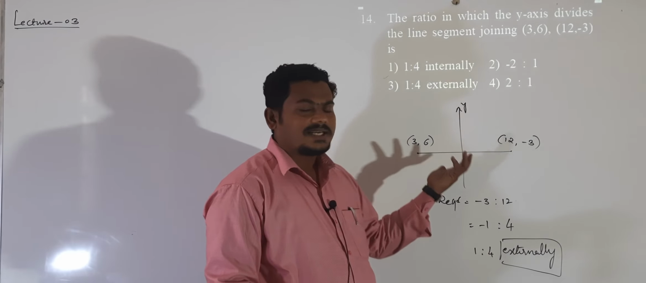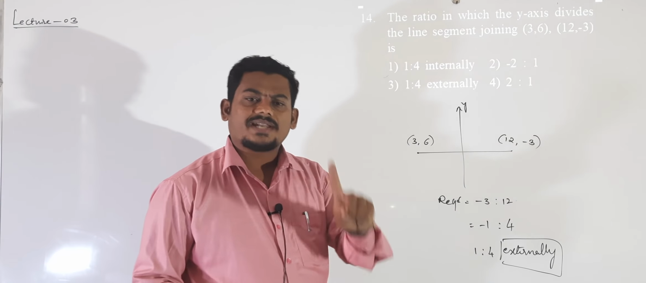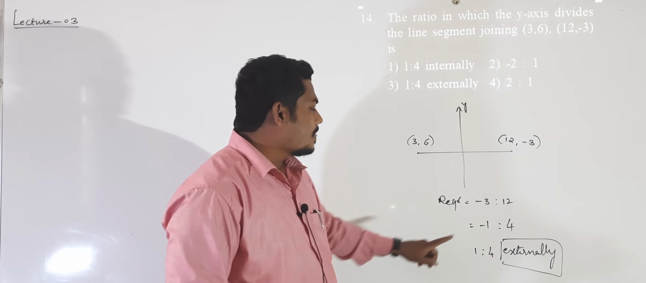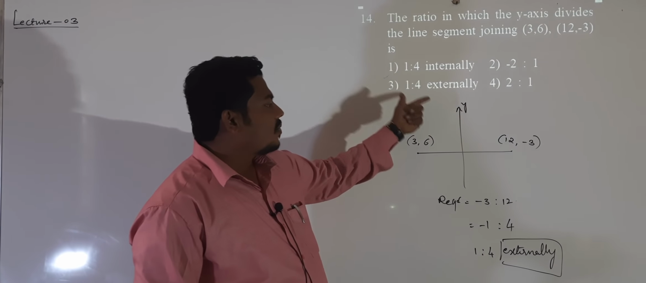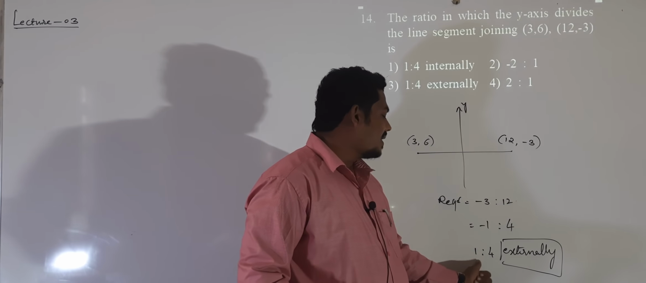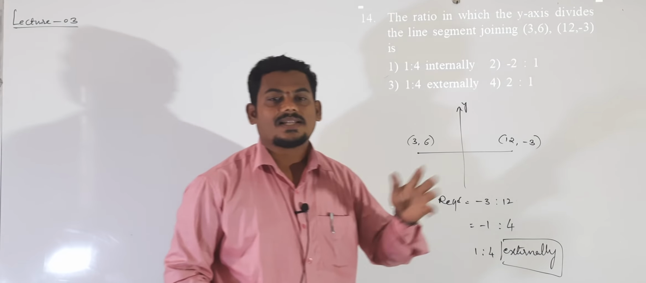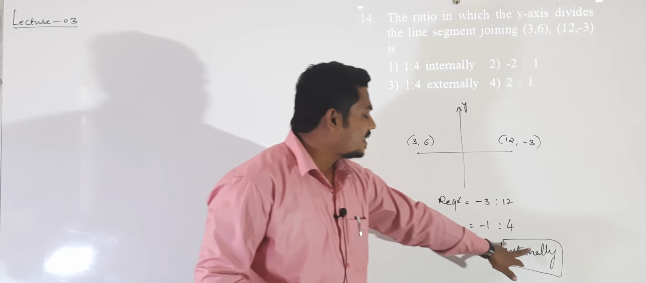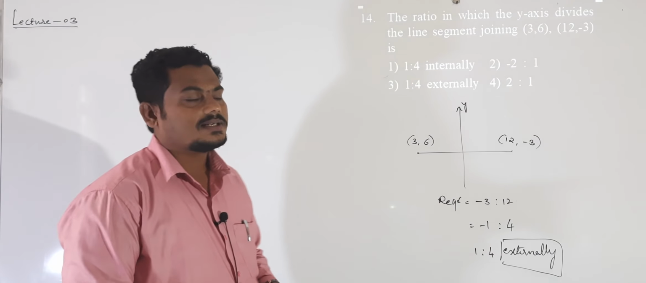Formula same only, either it is internal division or external division, minus x1 is to x2. In what ratio y-axis divides line joining these 2 points? Clearly 1 is to 4 externally. Because of negative sign, external division, right?